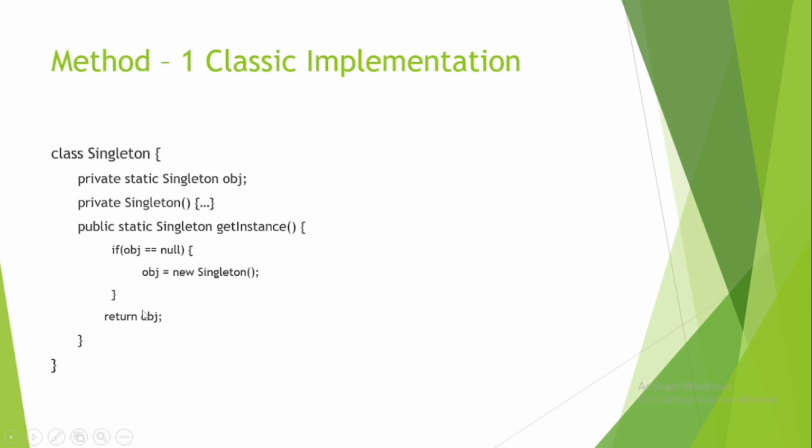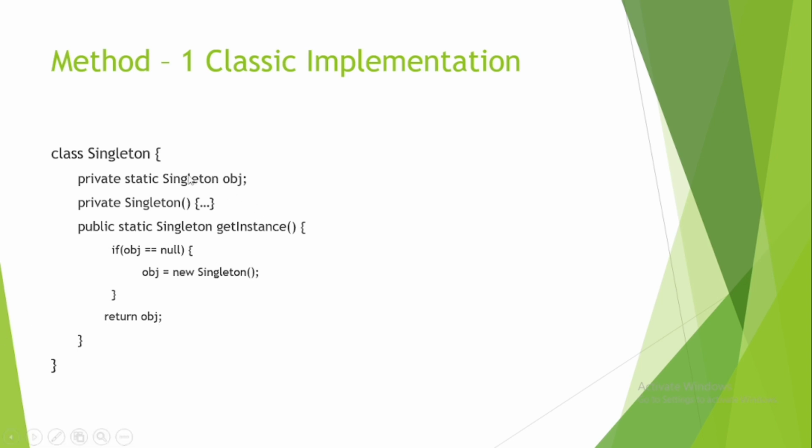Now assume what will happen if I call this a second time. When I call this get instance method the second time, it will check again whether object is null or not. So object is not null, right? Because this is a static variable and I have initialized it the very first time, right? So it will not go in this block. In the if block it will not go, right? And it will directly return the object. So the existing object will be returned, right?